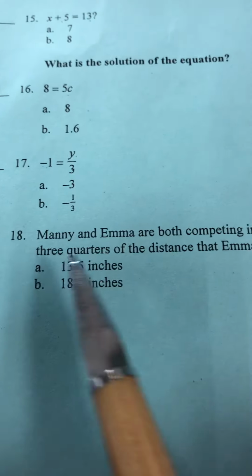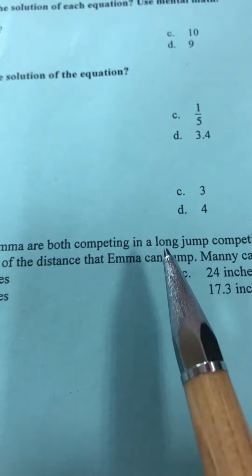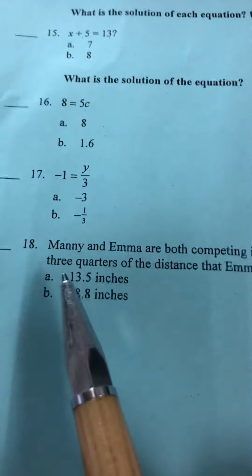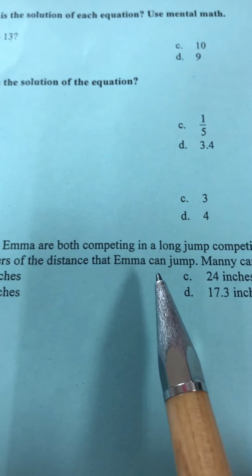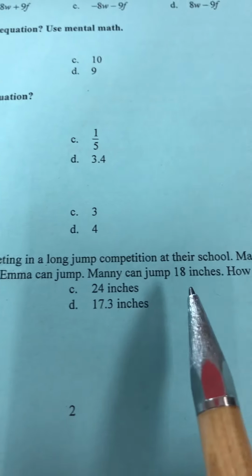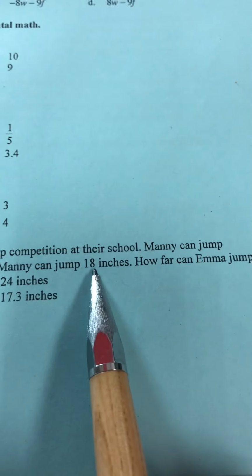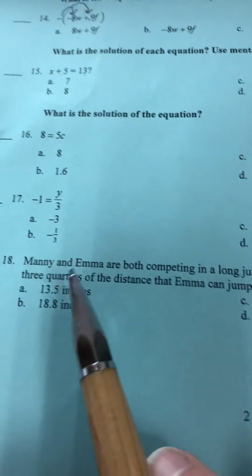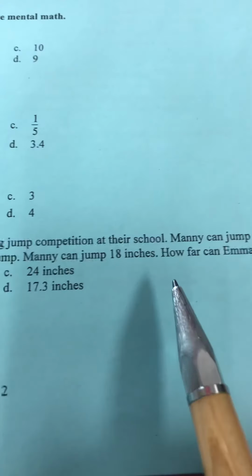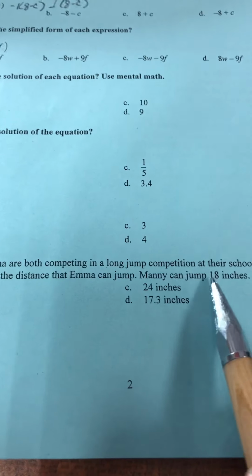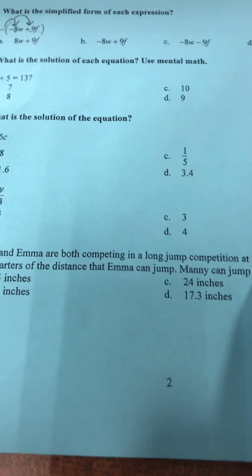Number 18, Manny and Emma are both competing in a long jump competition at their school. Manny can jump 3/4 of the distance that Emma can jump. Manny can jump 18 inches. So 18 is 3/4 of what Emma can jump. So how far can Emma jump? 18 is 3/4 of what Emma can jump.